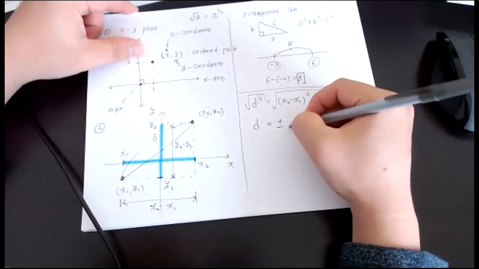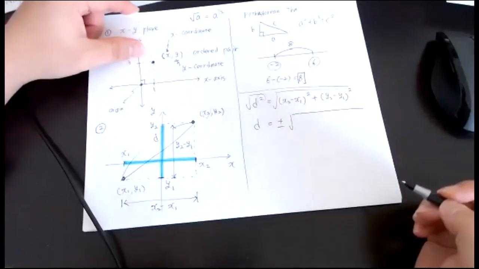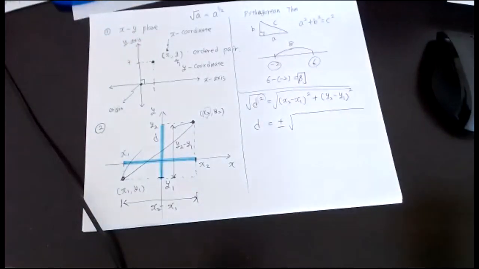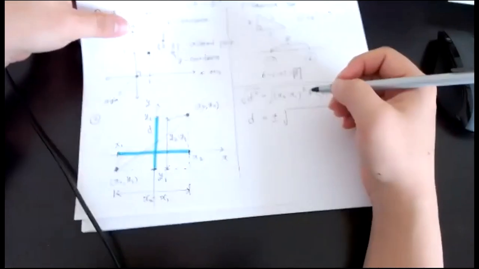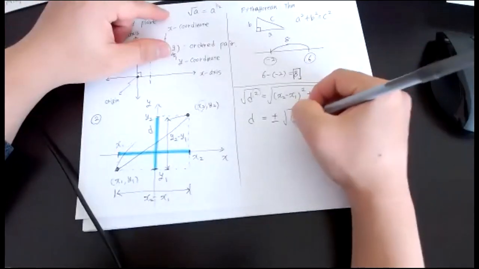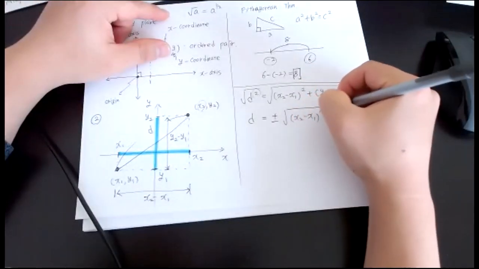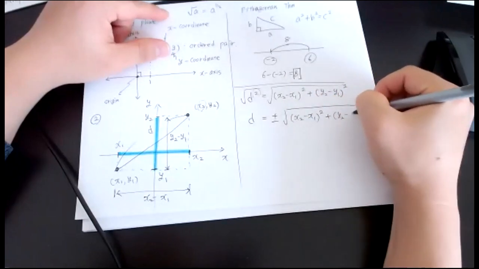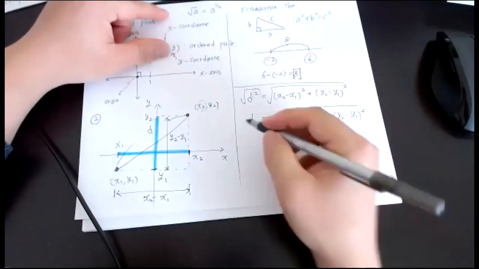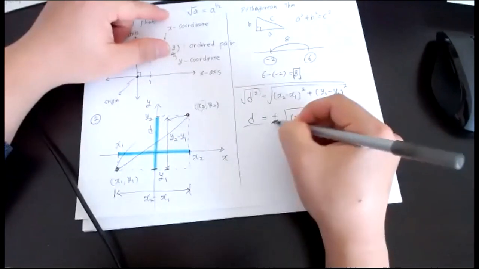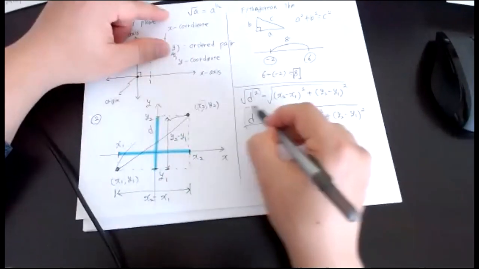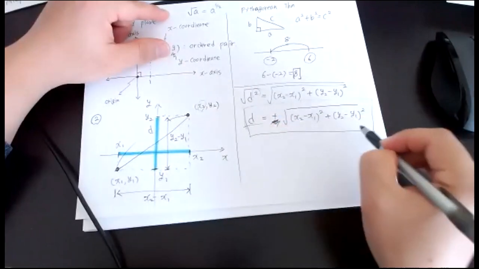So now, plus minus square root. That's the square root property. We're going to learn this, but let me finish this one first. The square root of x2 minus x1 squared plus y2 minus y1 squared. Since d represents distance, it must be positive, so we drop the negative sign. Okay, so that's the distance formula. Please memorize this one.